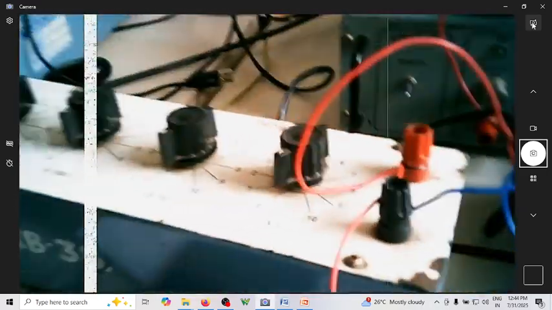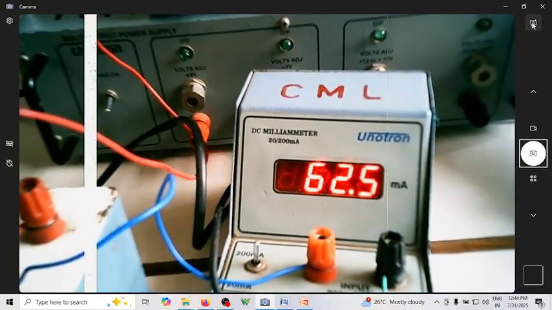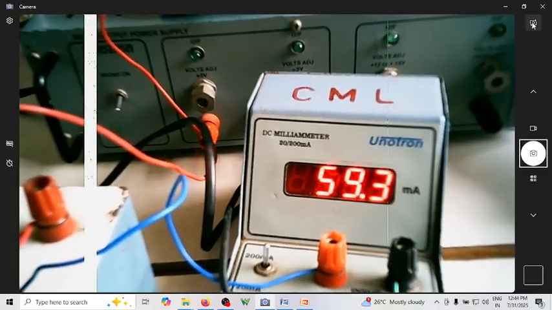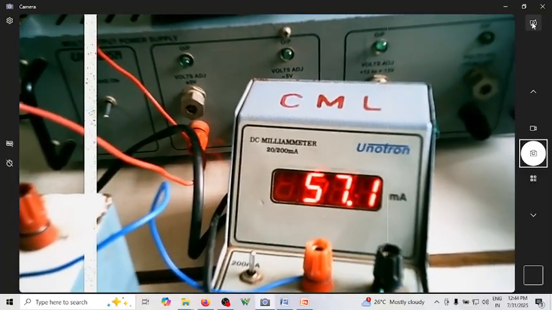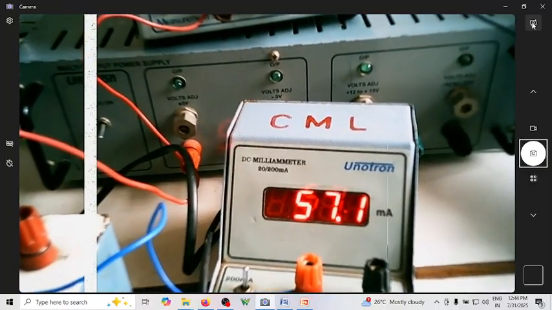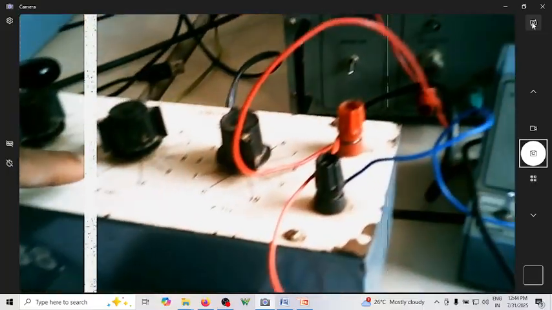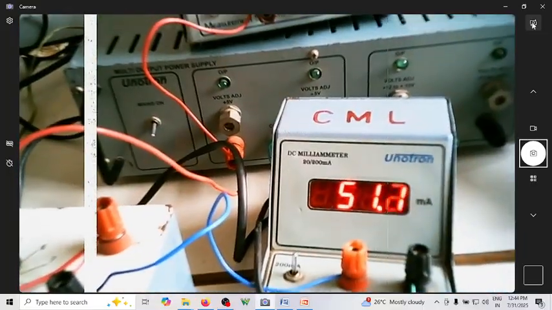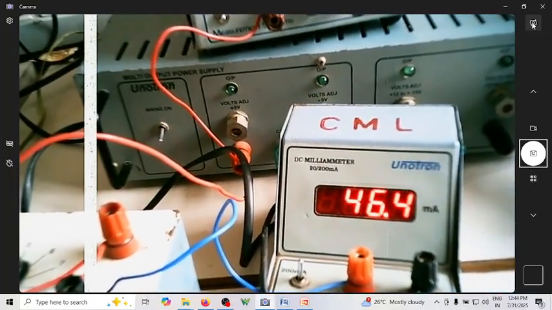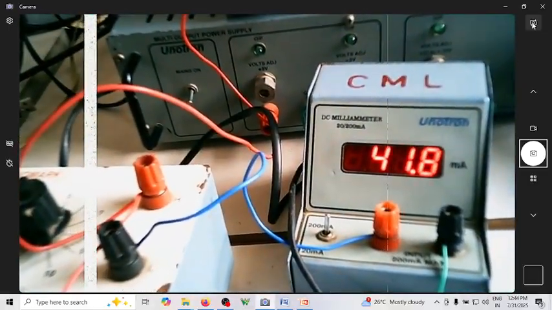So let me introduce a resistance here. When I increase the resistance, you can see the current is reducing. Even with 56 milliamperes, the common is pulled down to NO. You can see I'm increasing. Now it is 20 ohm in series with that coil. Now it is 30 ohm in series with the coil. You can see it is 20 plus 10.